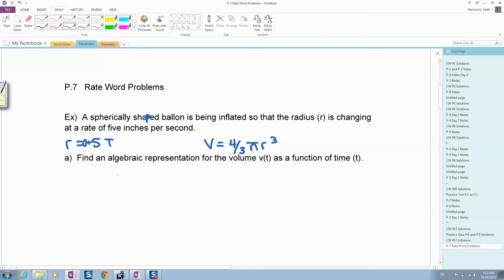So when we talk about the volume of the sphere as it relates to time, it's going to be 4/3 pi times 5t cubed, because the radius is 5t. So that is our algebraic representation.